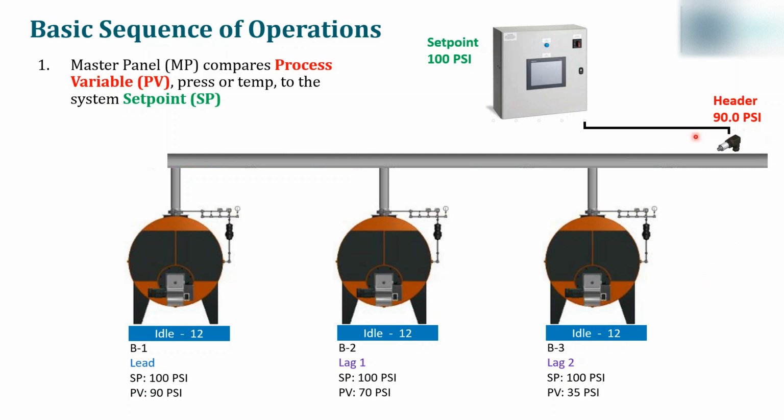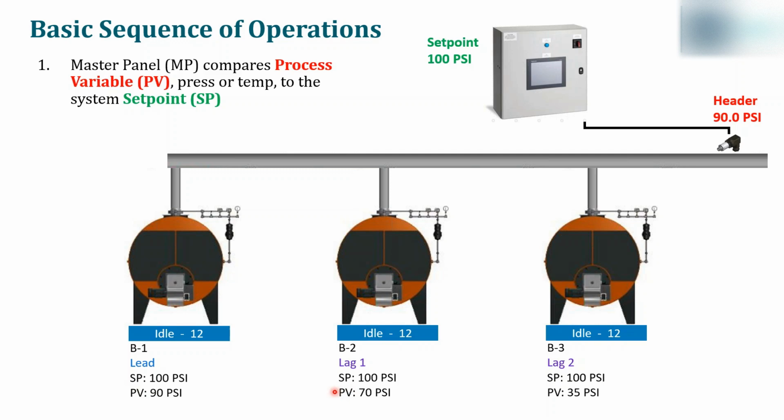The header pressure here is called the process variable. But again, this is the system process variable, and there are different process variables for each individual boiler. And these are going to be the pressures at the boilers themselves. So at boiler 1, we have a 90 PSI pressure, which is the process variable for boiler 1. But for boiler 2, we only have a 70 PSI process variable.